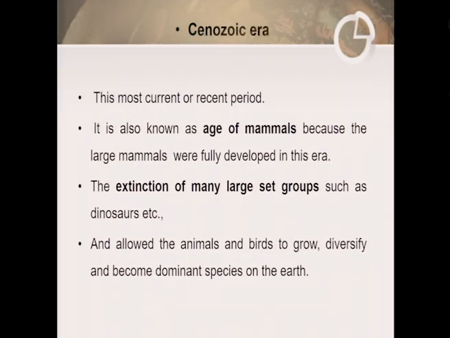Cenozoic period is the most recent period. This is the age of mammals. After the extinction of larger animals, the Cenozoic period has seen the evolution of mammals and plants. So they have evolved, they have enriched their characters and they have grown in number.